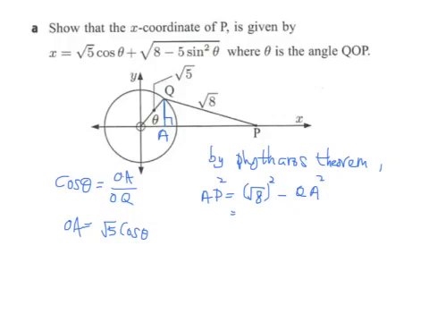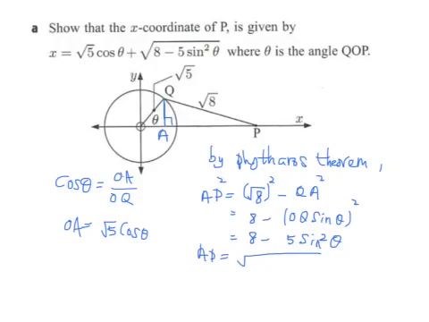So QA, its length could be obtained by using the triangle OQA. So let's try and do that. QA is OQ sine theta by using the right angle triangle OAQ, or OQA, whichever you like. And so you have 5 sine squared, because OQ is root 5. So that means AP is the square root, we take only the positive, of 8 minus 5 sine squared theta. And because what we want to show is the coordinates of P, the x coordinate of course is OA plus AP, and you will get what is required. So this is shown.